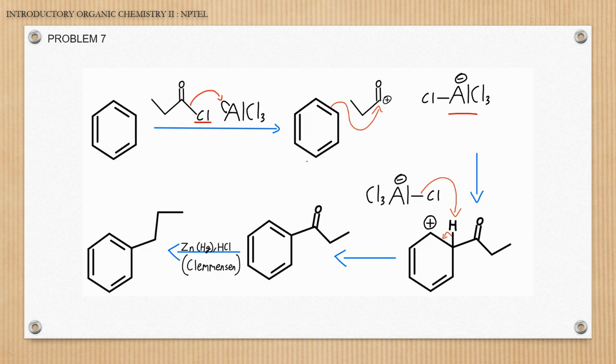So the benzene ring is an electron-rich ring, that is why it attacks the acyl cation, and you will have a positive charge generated at this carbon. This positive charge is then aromatized again, and you will get this particular compound.